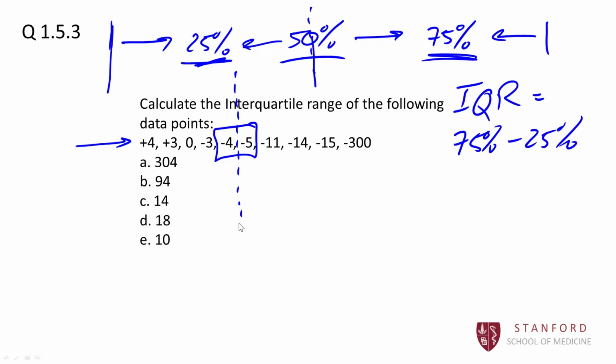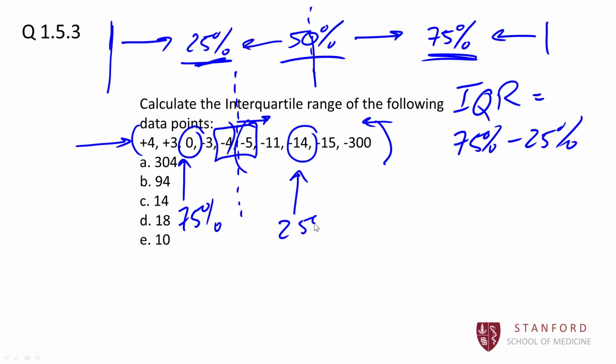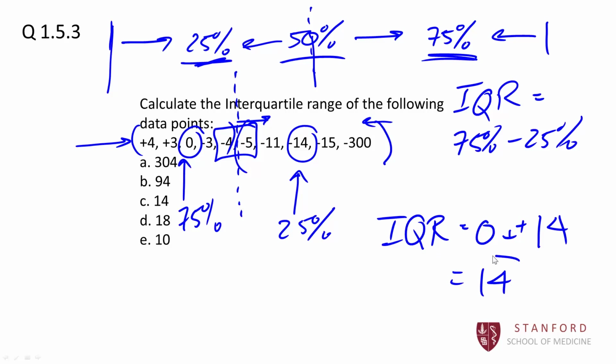And what we're going to do is we're going to move left starting here. We're going to move right starting here. We're going to move left starting here to find the middle value, the median of this subset of numbers, and that's going to be -14. Doing the same thing here, the median is going to be 0 within that subset. Okay, and what that's going to allow us to do is to say that, okay, this is the 75th percentile, this is the 25th percentile, the IQR is simply 0 minus -14 or 14. So the answer to this question is C, 14.